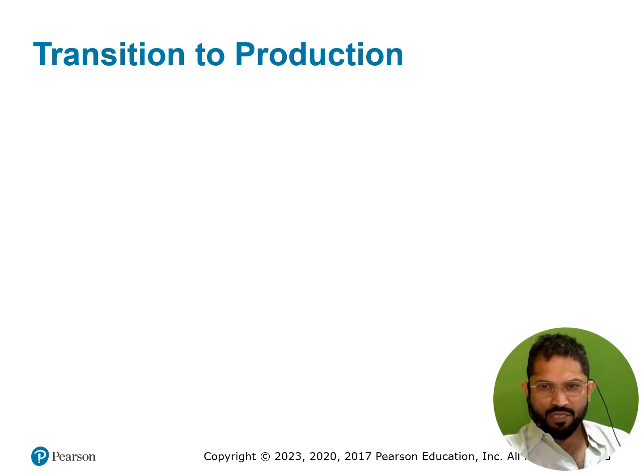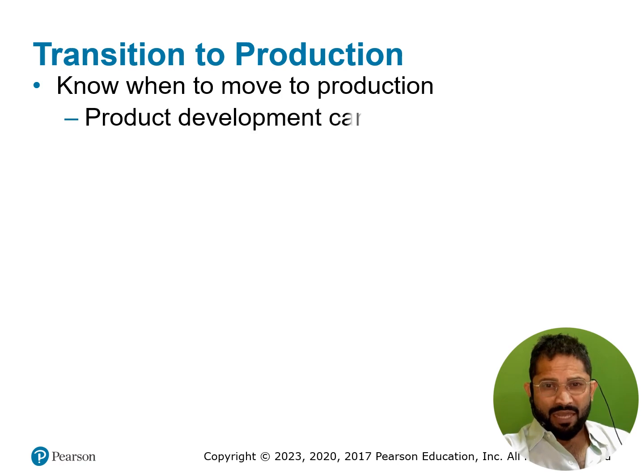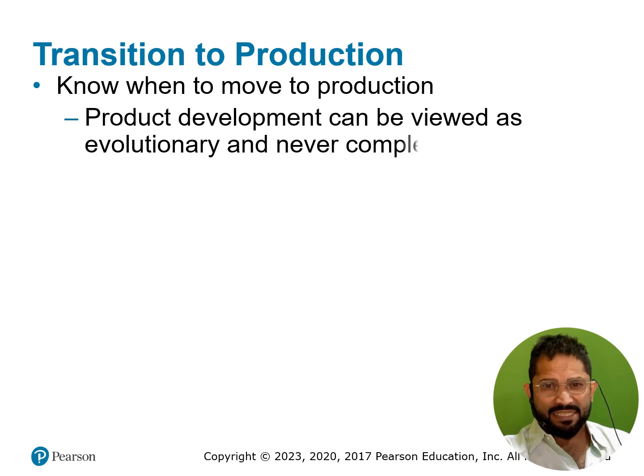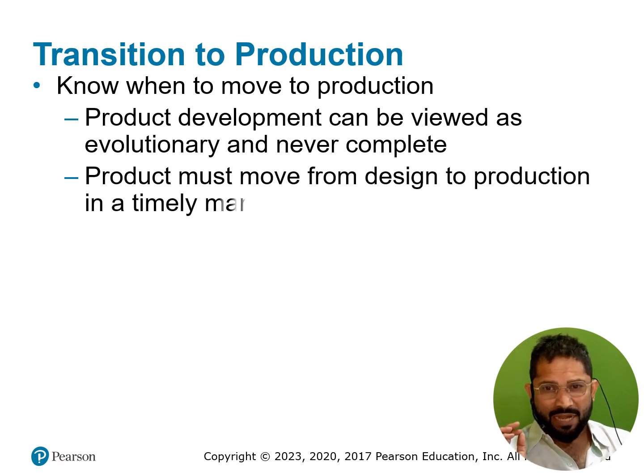Transitioning from product development to production is a critical phase in the life cycle of a product. Here are key considerations for a smooth transition. Know when to move to production. Product development is often viewed as an evolutionary process, but it's essential to recognize when a design is matured enough to transition to production. While perfection may be elusive, a timely transition to production ensures that the product can meet market demands and stay competitive.